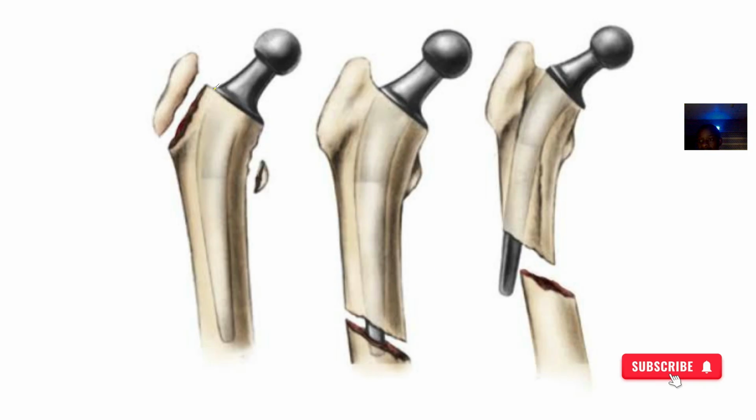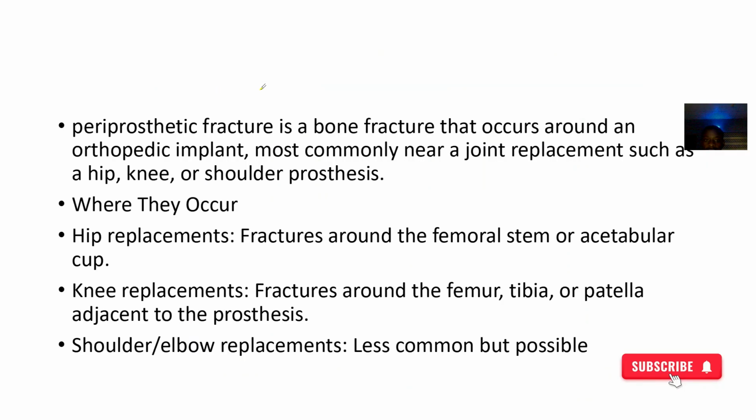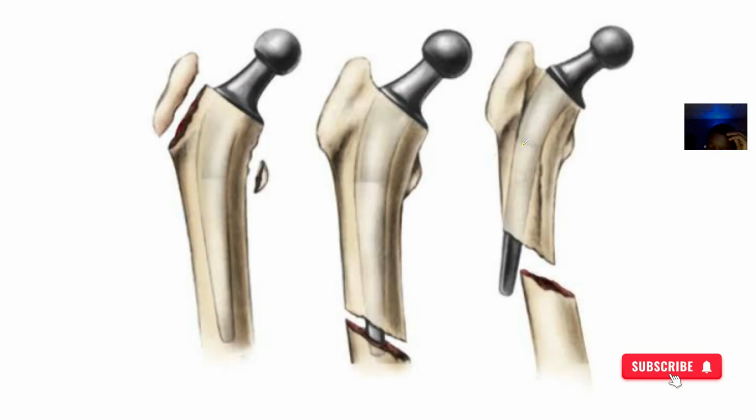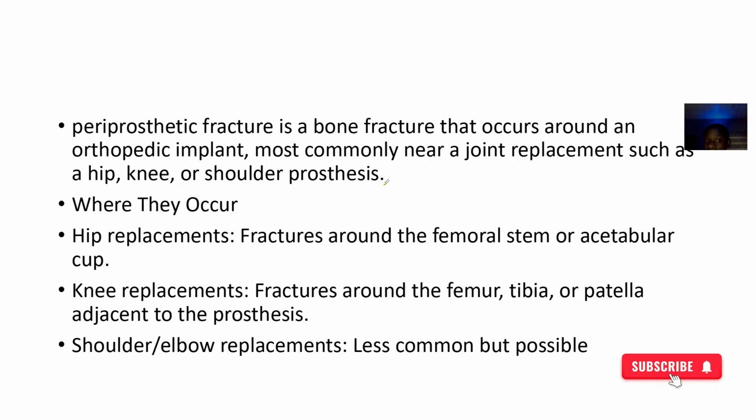So for the periprosthetic fracture, it just simply has to do with a fracture that is around what? A prosthetic joint, you understand? A prosthetic joint is basically what you have done to replace a joint that has been diseased and all of that, you know. So it's just a bone fracture and it occurs around an orthopedic implant, you know. That's a prosthesis, okay? So most of the time these prostheses are put around the hip, it could be the knee, it could be the shoulder.